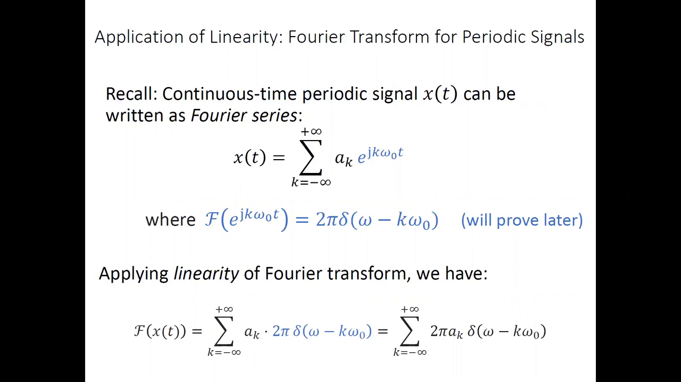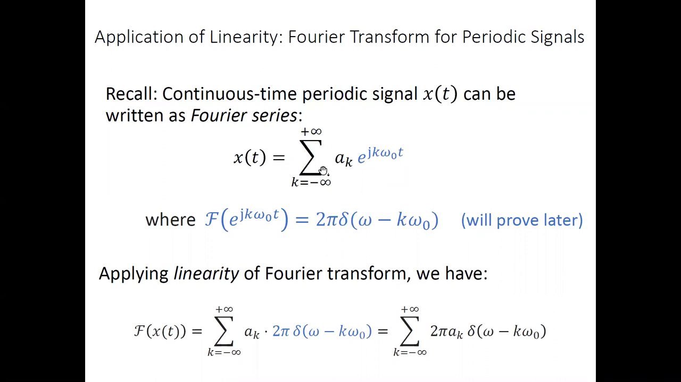x of t is an infinite sum over k. Each term there has a coefficient a_k, on which we put a lot of effort to calculate, and is followed by this exponential e^{jk omega_0 t}, where omega_0 is the fundamental frequency of that periodic signal. I said that Fourier series does not apply to general aperiodic signals, but Fourier transform does apply to periodic signals. So a periodic signal x of t has not only a Fourier series, but also a Fourier transform.